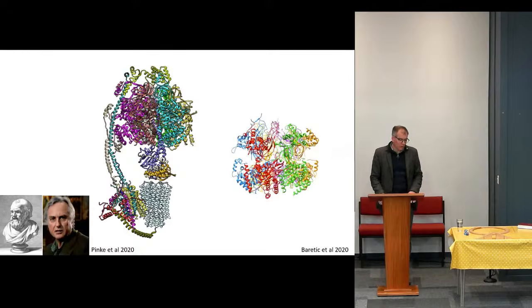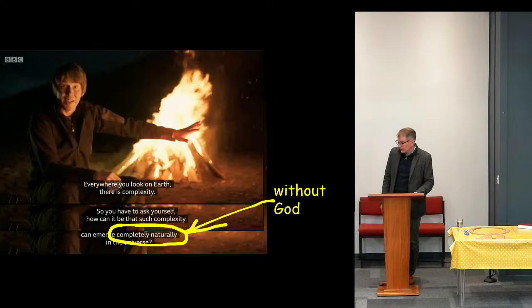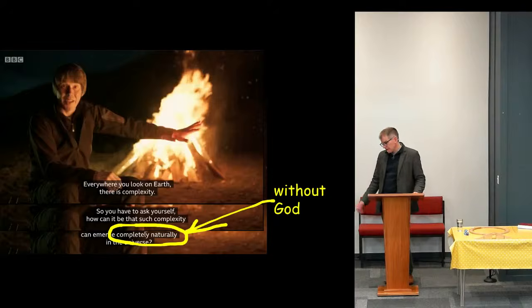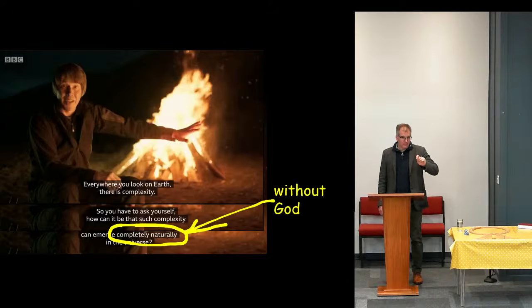So you might say, well, why on earth then would intelligent people like Richard Dawkins and Professor Brian Cox think that this is a good explanation? Well, I think the reason is actually baked into the way they ask the question. If you look closely at what Brian Cox said in his documentary, when he said, everywhere you look on earth there is complexity, so you have to ask yourself, how can it be that such complexity can emerge in the universe? No, he doesn't just say, how could such complexity emerge in the universe? He says, how could such complexity emerge completely naturally in the universe?